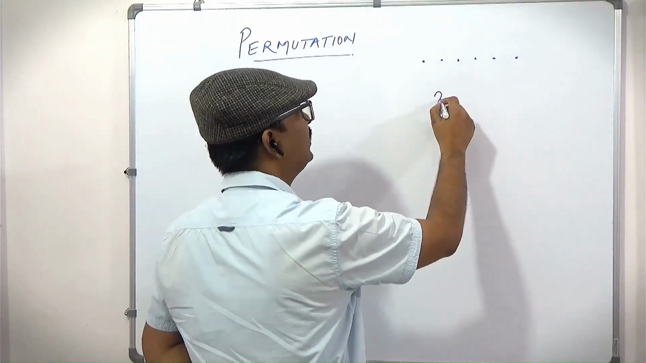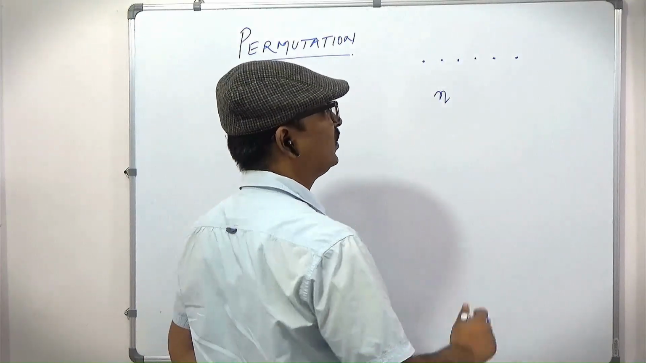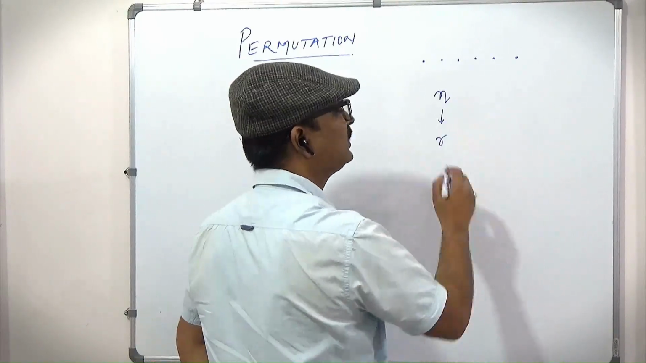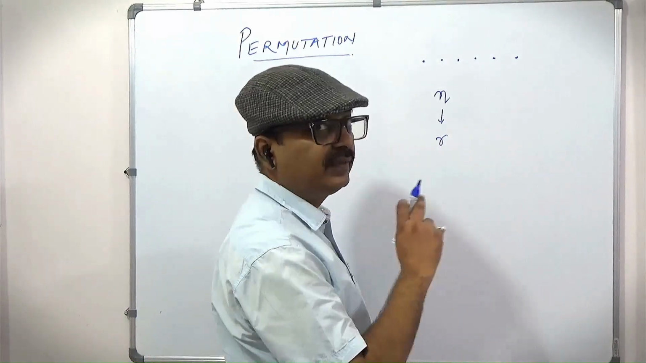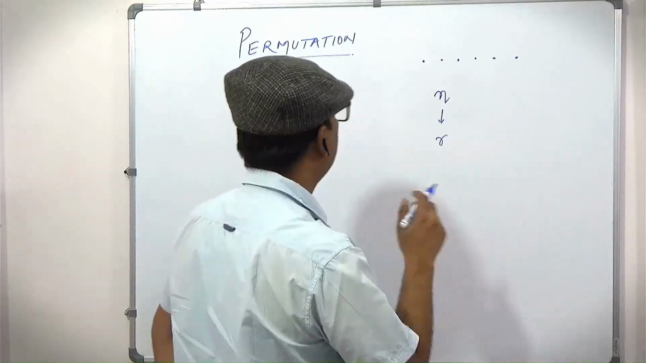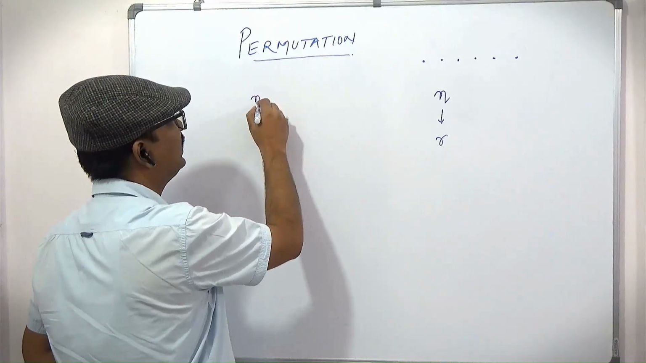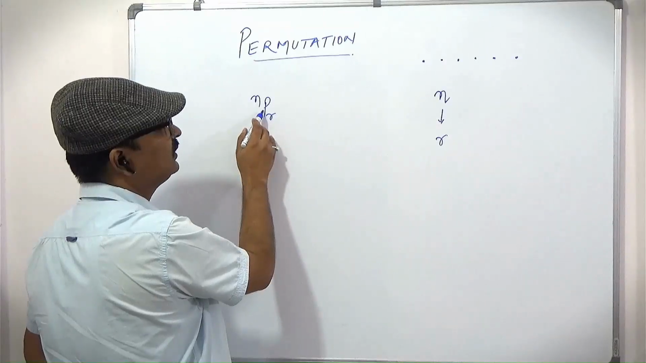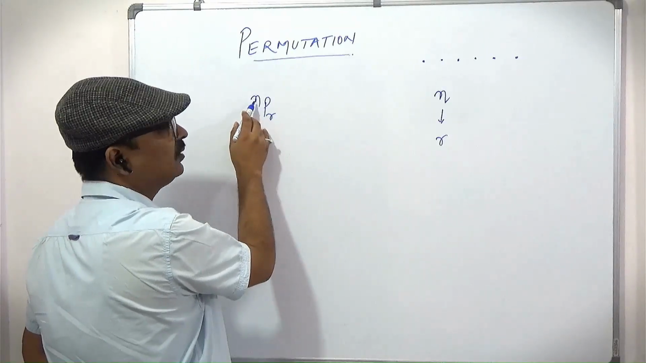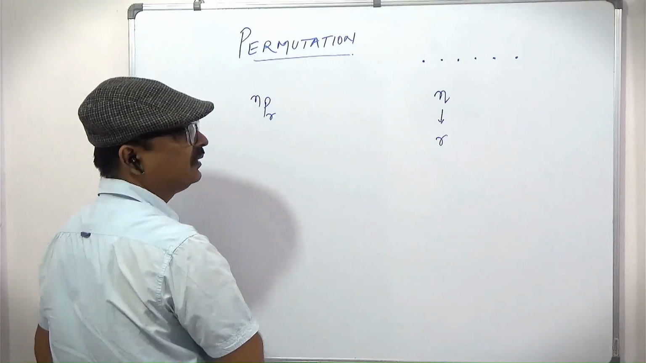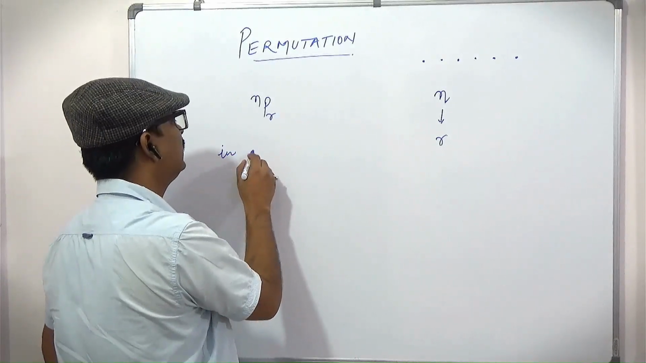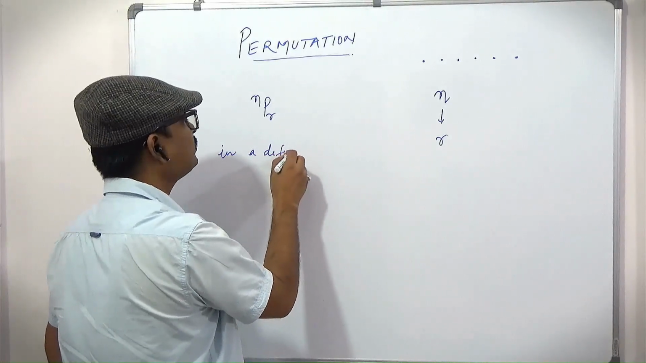So when we have n number of elements or objects, and r number of objects are taken at a time in a definite order, it's called permutation, and we write it like this, nPr. So the meaning of this is permutation of n number of objects taken r at a time. Now we are emphasizing on one word, in a definite order.